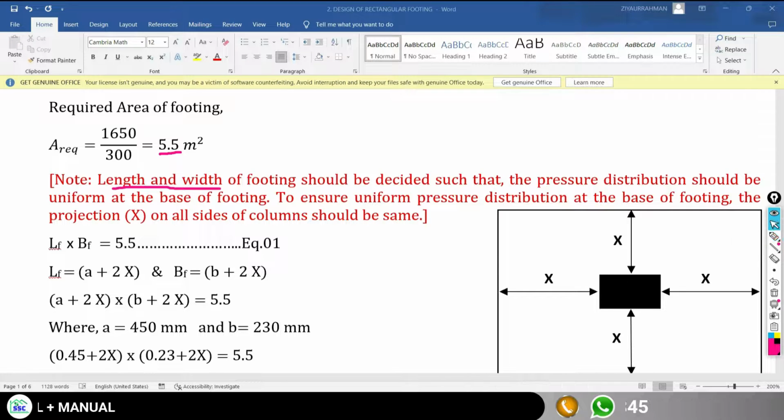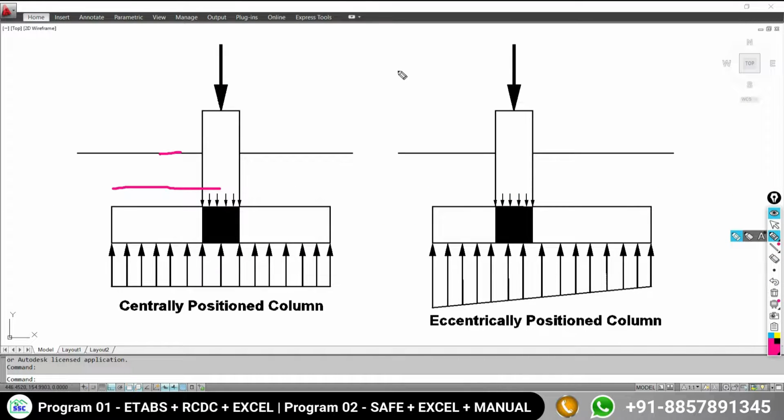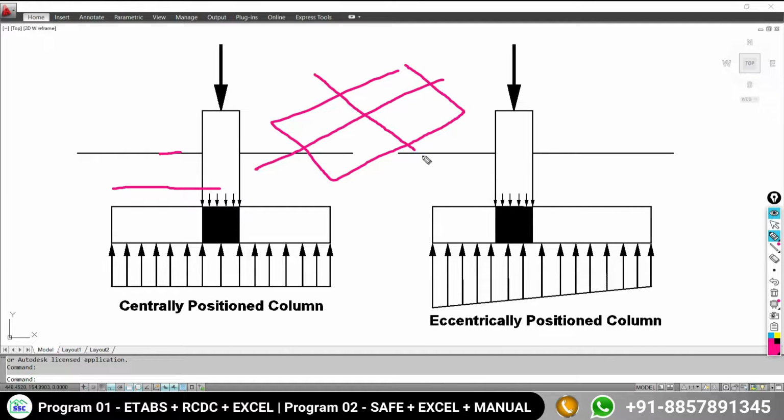When you position your column centrally over the footing slab, if you succeed in putting your column centrally over your footing slab, we can ensure that your foundation will be subjected to uniform pressure distribution. And if you succeed in maintaining the uniform pressure distribution, we can ensure that the settlement in your foundation will be what? Uniform. But when the column is eccentrically positioned over your foundation slab, we cannot ensure that your foundation will be subjected to uniform pressure distribution.